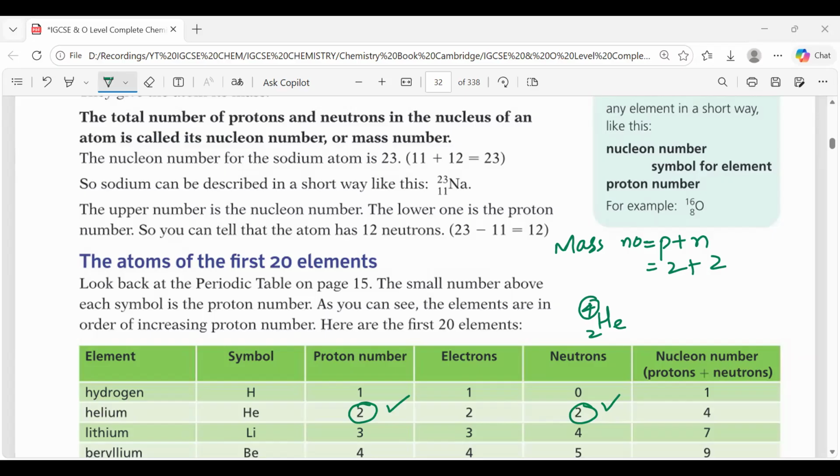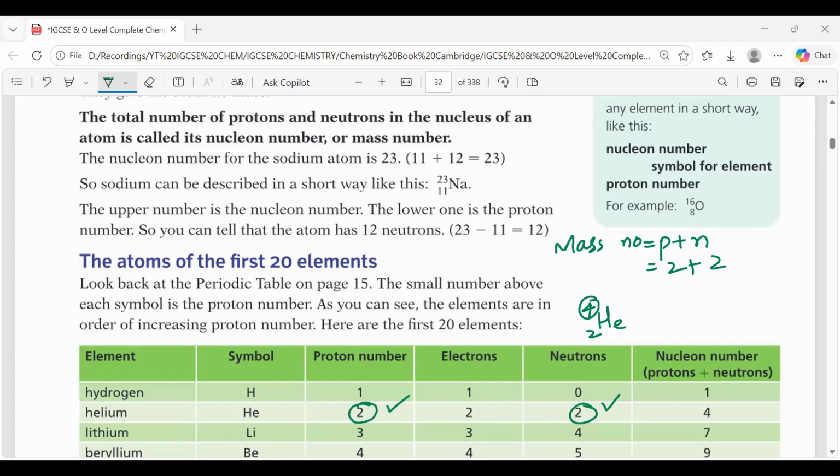For example, if I say lithium, I am telling you the information that its proton number is 3 and the neutron number is 4. Now I am asking you what is its atomic number? A is always the mass number, and Z is the proton number. The mass number means protons plus neutrons. So proton are 3 plus neutrons are, how many neutrons are there?